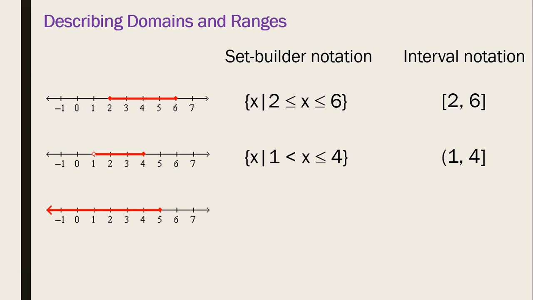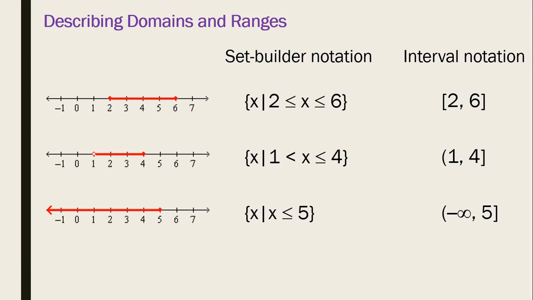Now how about this one? We're not in between two numbers. We are less than 5, or actually equal to 5. I see that that dot is filled in at 5. So for set builder notation, we would say the set of all x such that x is less than or equal to 5. For interval notation, we would say that all of our numbers are between negative infinity and 5.